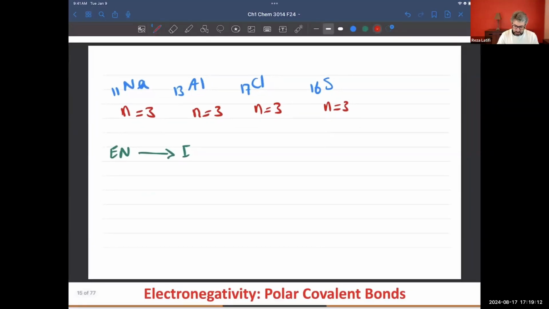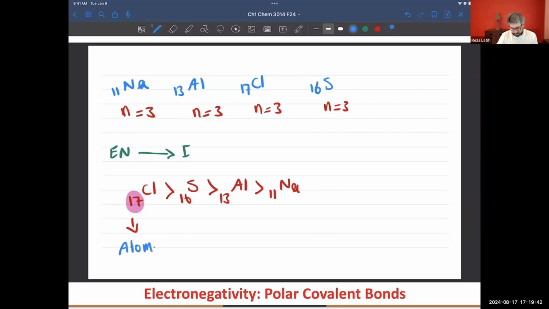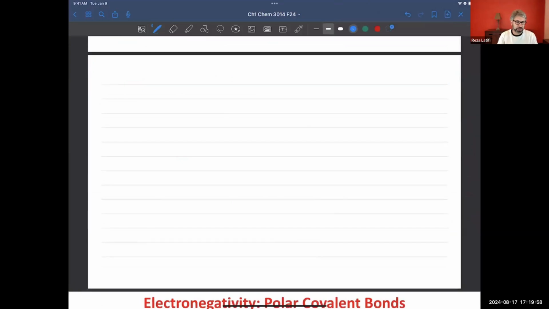So chlorine, with the highest number of protons, will have the highest electronegativity, then sulfur. After that, we will have aluminum, and the least one will be sodium. So if they are in the same period, you sort them based on the number of protons, or atomic number. Now, what will happen if they are in different periods in the group?